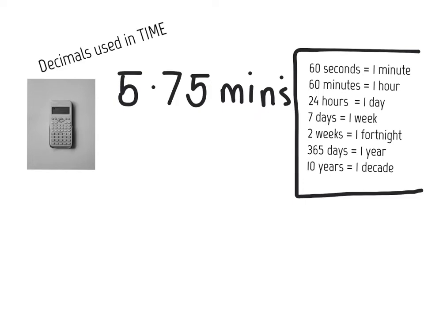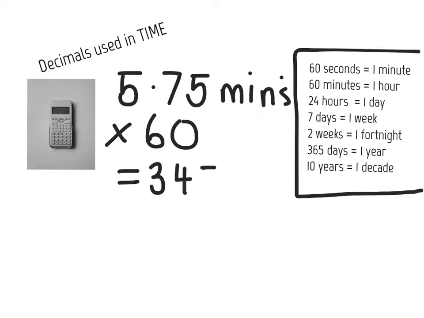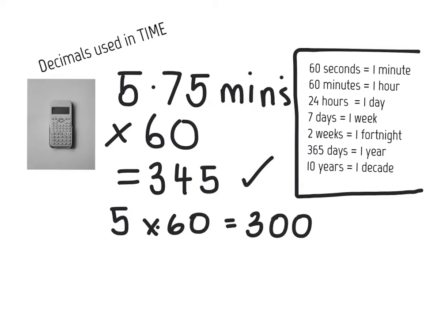How do we first of all convert minutes to seconds? We have to multiply by 60. If we do that on our calculator, the answer is going to be 345. And that's the right answer. I'm going to break it down for you just to double check. 5 minutes times 60 equals 300. If you do 0.75 times 60, it equals 45, which is 345.